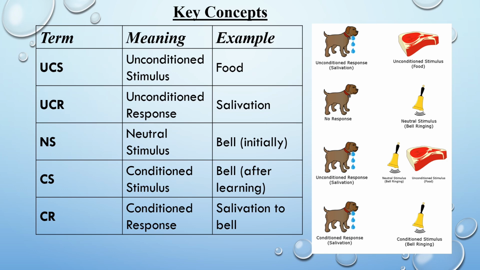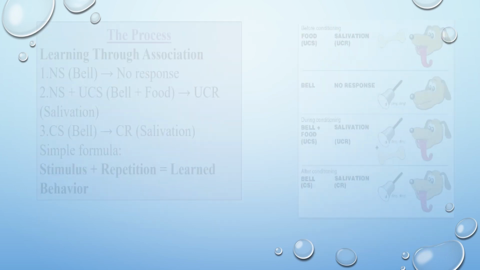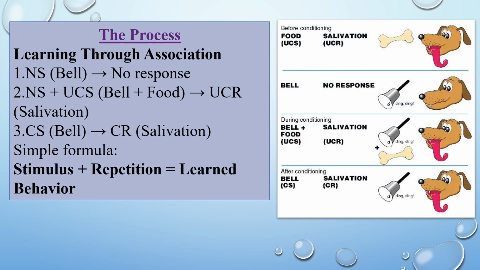Here is how the learning process works step by step. First, the bell alone does nothing. Then, the bell is paired with food, causing the dog to salivate. Eventually, the bell alone causes salivation. The dog has learned the association. This is the core idea behind classical conditioning, learning through repetition and association.